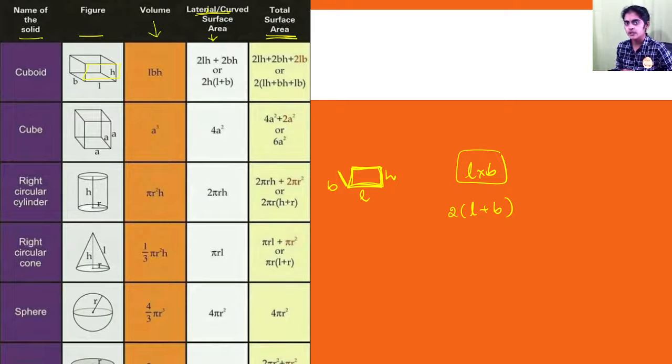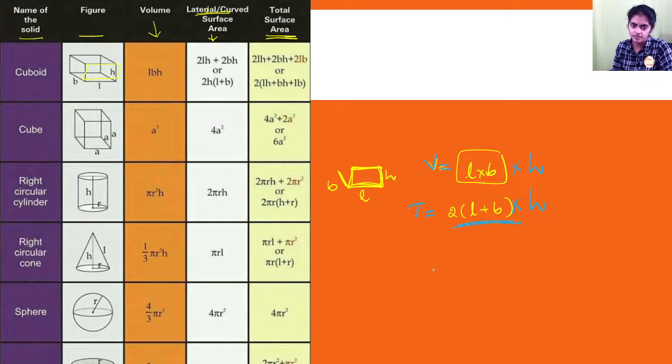Yes or no? 2 into L plus B. So here, the trick which we can apply is to find the volume of the rectangle. To find the volume, I can take this area of the rectangle into H, which will give me the volume. And the total surface area is nothing but this total perimeter into H. If I do that, I'll get the total surface area.